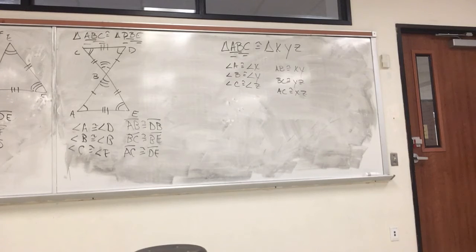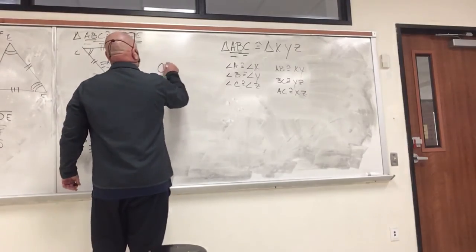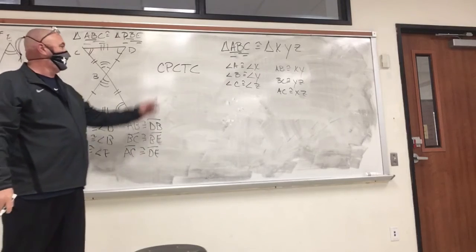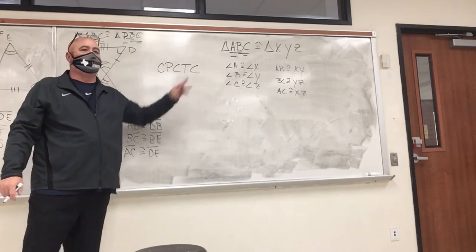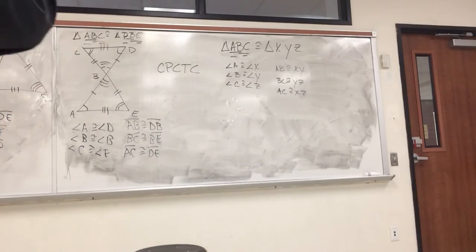CPCTC. You want to write that down? CPCTC. And it stands for this. Corresponding parts of congruent triangles are congruent. And if you can't remember CPCTC, say it fast, real fast.